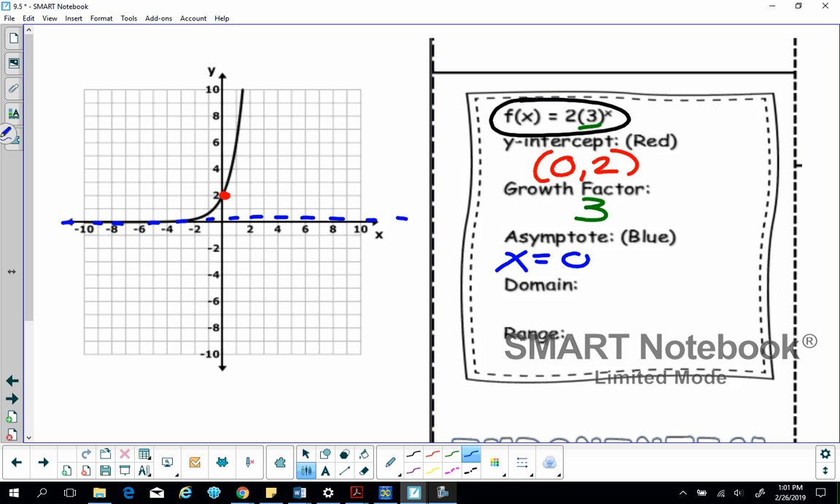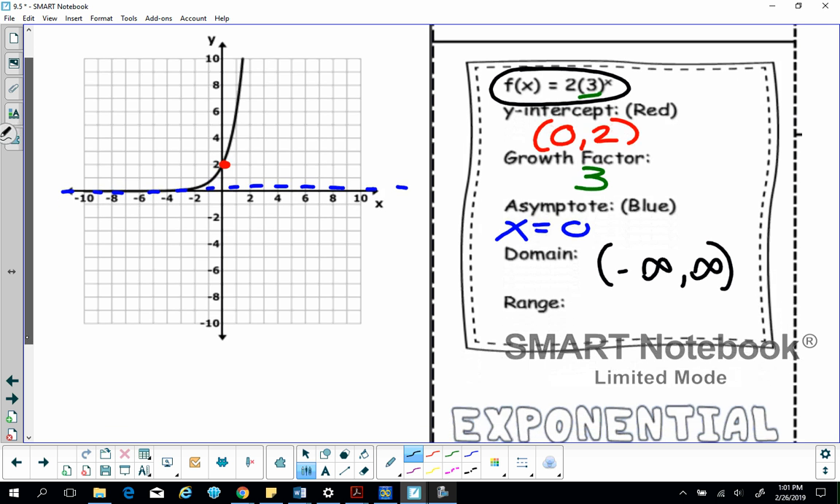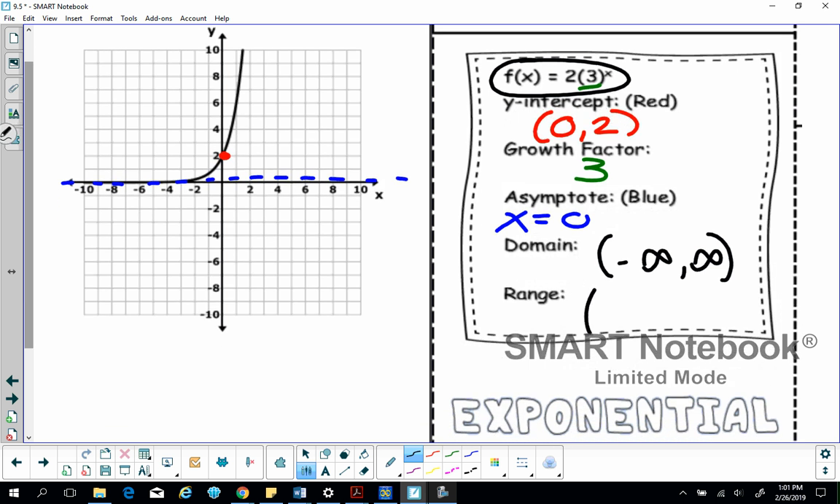Domain, what's the domain of this guy? Yep. Negative infinity to positive infinity. What's the range? 0 to infinity. Because 0 is the smallest it is, it's 0 to infinity. Is this function increasing or decreasing? Increasing, right? We read it left to right.